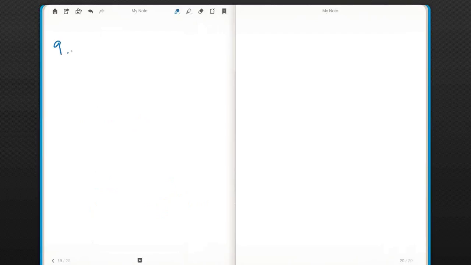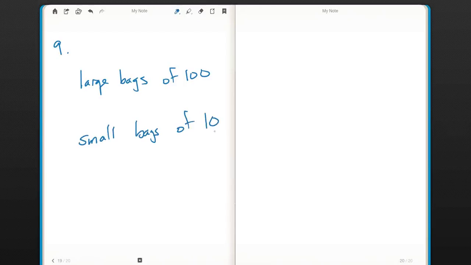Number 9, Mrs. Lathan baked 3,457 cookies. She packed some of them in large bags with 100 cookies each. She packed some of them in small bags of 10 cookies each. So the question is, if you start with 3,457 cookies, how many large bags and how many small bags do you pack? And then are there cookies that get left unpacked?